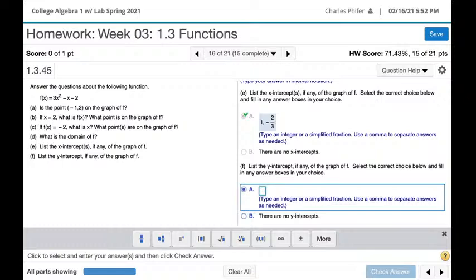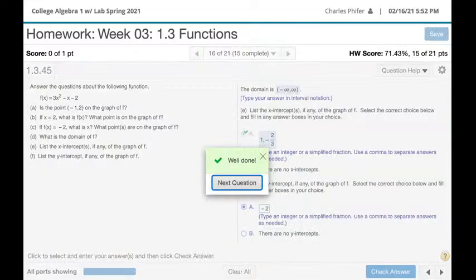Okay. I was saying something else. I totally got distracted when it got wrong, but that's okay. All right, let's go to the next one.